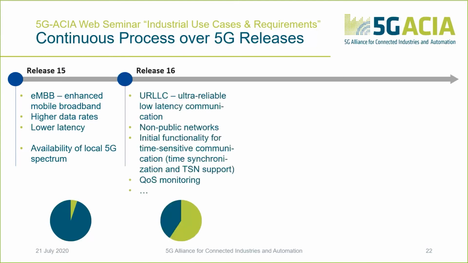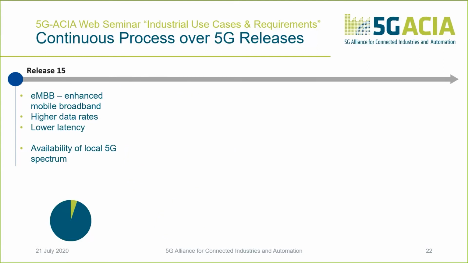And 5G started with release 15, mainly focusing on enhanced mobile broadband, but having also some improvements towards industrial 5G. And what I especially want to point out is the availability of local 5G spectrum for use with private 5G networks in several countries, for instance, in Germany in the 3.7 to 3.8 gigahertz band by the Bundesnetzagentur. This sparked interest in experimenting with 5G release 15 already for industrial applications.